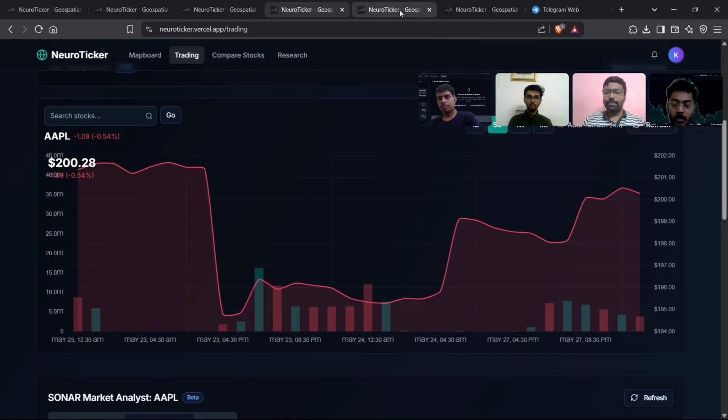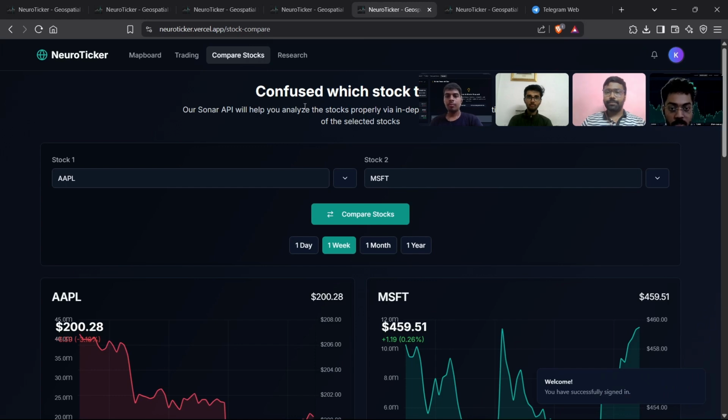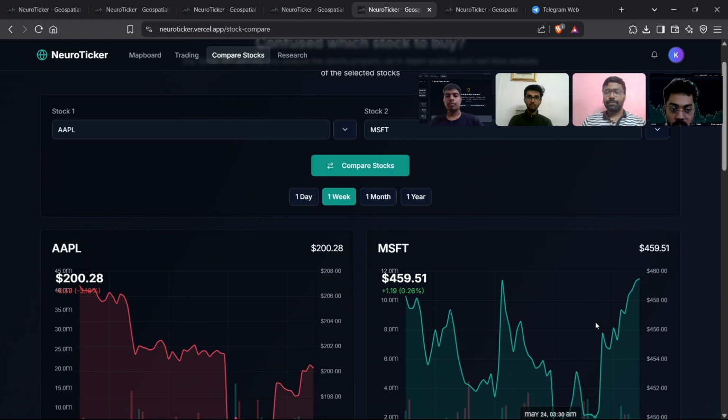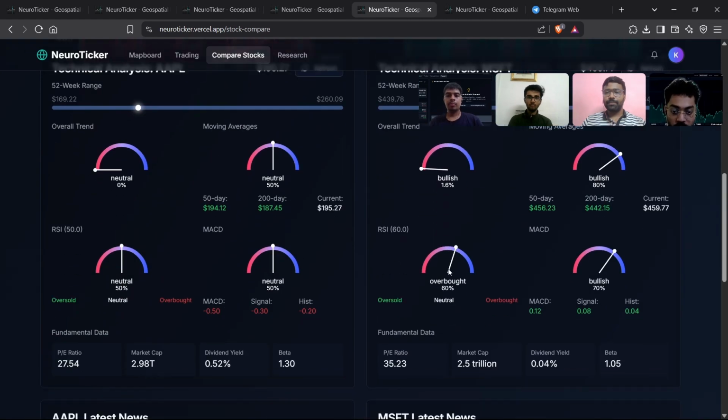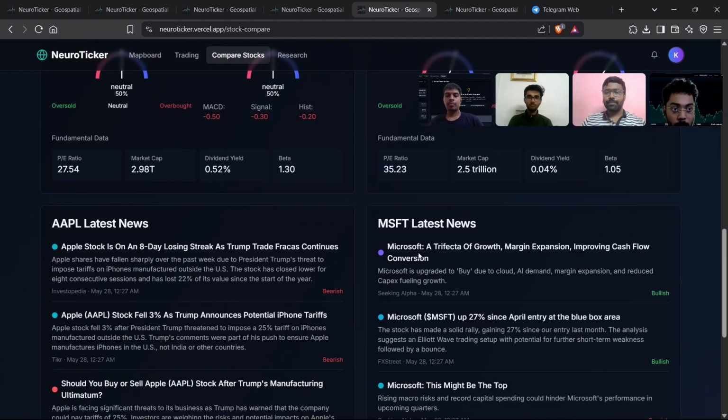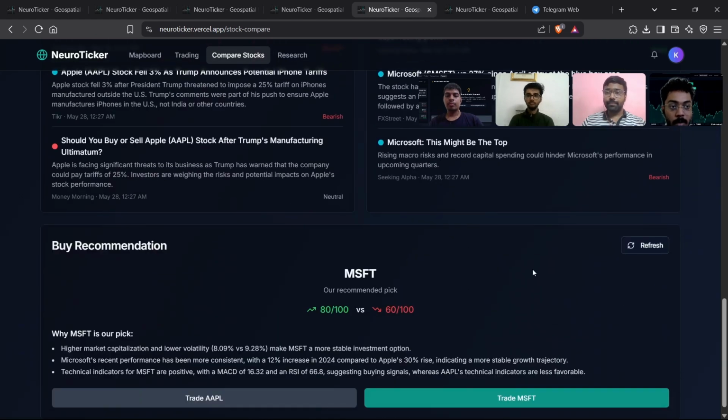Over to you, Vedant. We also have a compare stock feature where if a user is confused between two stocks from the same sector, they can put the tickers here and basically compare the stocks. Compare stocks gives us charts and technical data about both of the stocks. They also provide the latest financial news happening in the sector, and thus we also recommend which stock to buy from our buy recommendation feature.